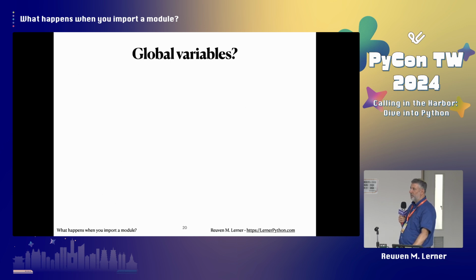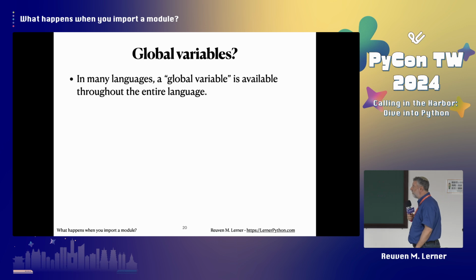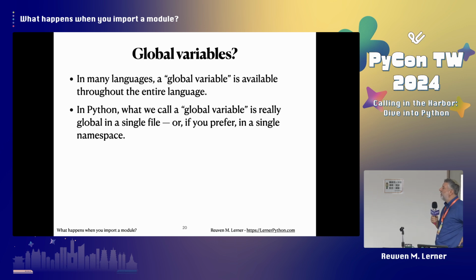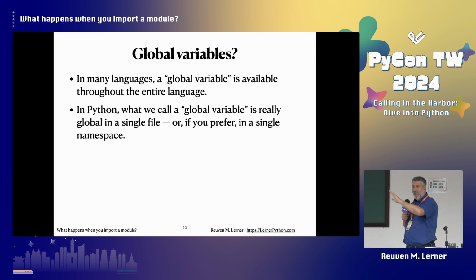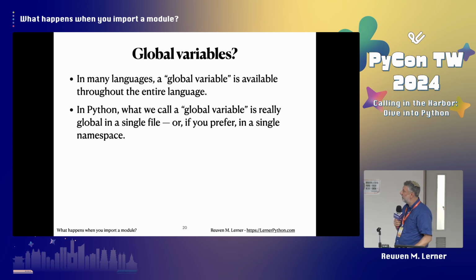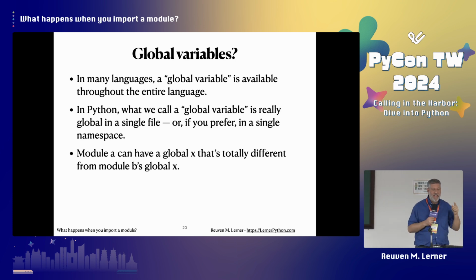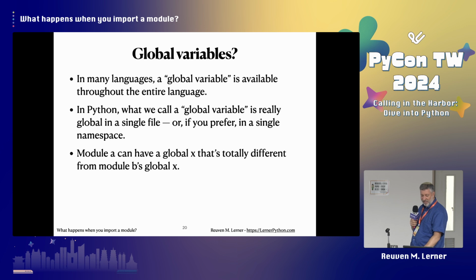But what about global variables? Because in many languages, a global variable means it's available throughout the entire language, and that's not what it means in Python. In Python, when we have a global, it really means it's global in that file, right? So if I have a file of Python and I assign to X outside of a function, that's a global X, but it's only X inside of that file, or if you prefer, in a particular namespace. So module A can have a global X that's totally different from module B's global X, and that's a good thing. That shows the power of namespaces. That means that we're not going to have these sorts of cross-cutting of things.